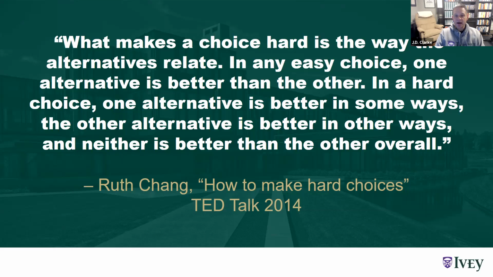Ruth did this talk, a TED Talk called How to Make Hard Choices. Ruth's background is pretty interesting. She did a philosophy undergraduate degree and loved it. Then, because of pressure, she thought, what am I going to do with a philosophy degree? She actually went and did a law degree, practiced as a lawyer, and didn't like it at all. She went back and did a PhD in philosophy, and her area of focus is really how do I make tough decisions.